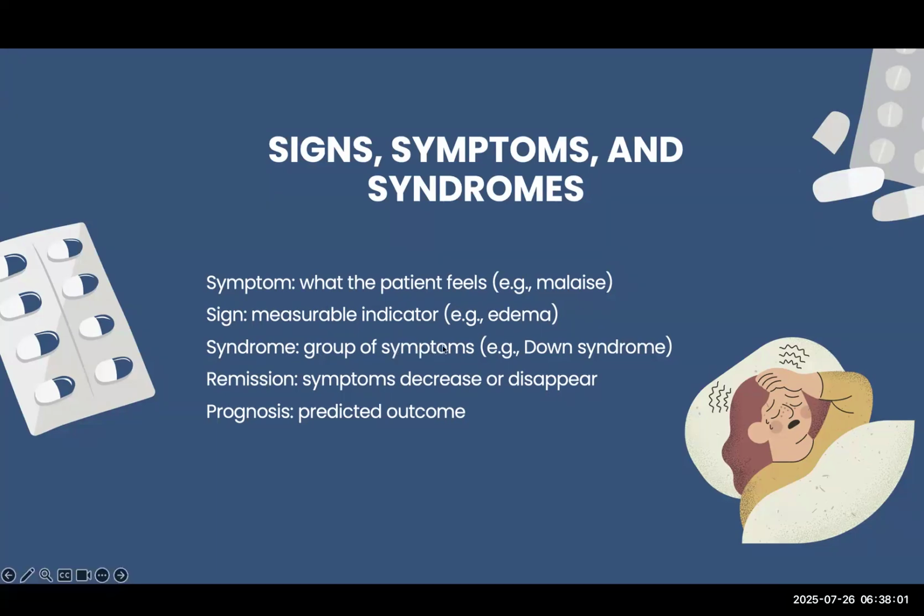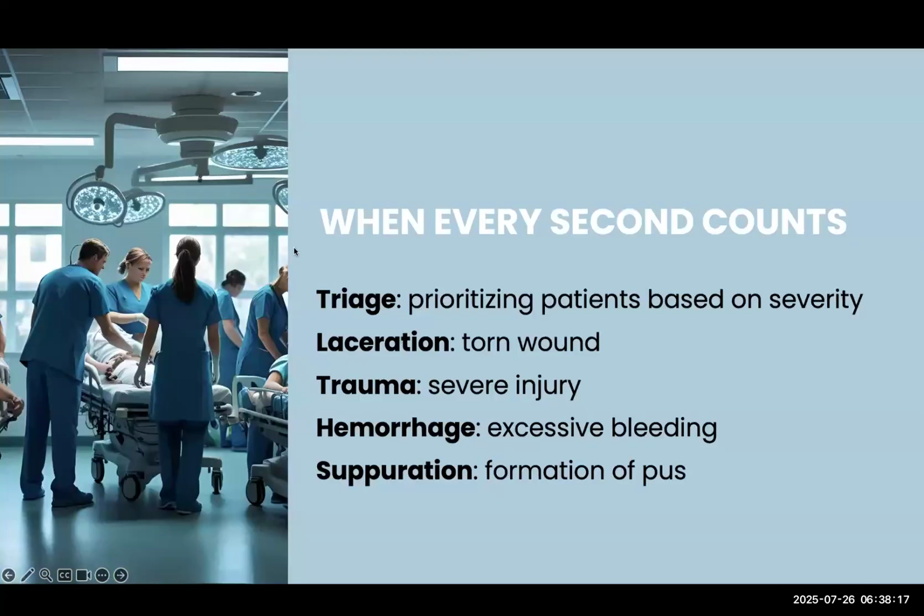A syndrome is a group of symptoms. Remission is when symptoms decrease or disappear. You hear this a lot in cancer treatments. And then prognosis is the predicted outcome. If somebody asks what their prognosis is, they're asking what is likely to happen.